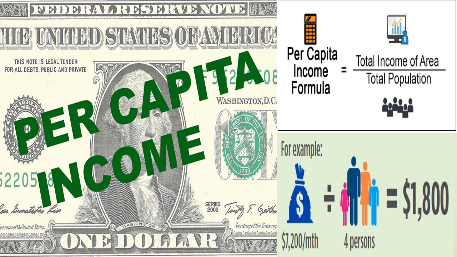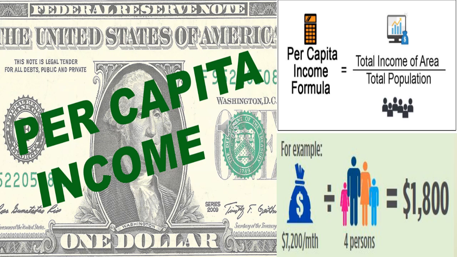Here is an example. Say there are 4 persons, and the total income is 7,200 rupees. So the per capita income is 1,800. Don't think that all 4 persons get the same income. Some may get 3,000 rupees, some 1,000 rupees, and some very little. But while calculating per capita income, we just divide the whole national income by the whole population.